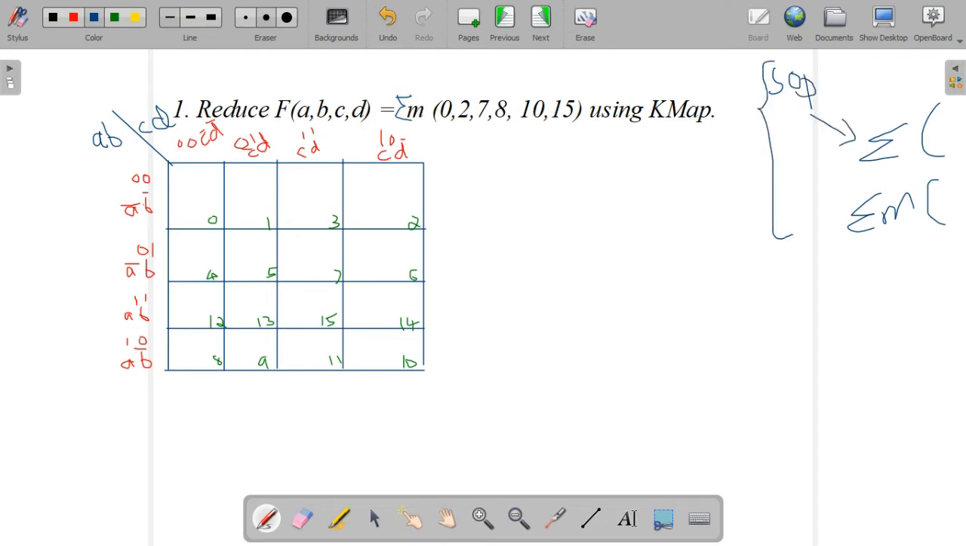So by seeing the symbol sigma or sigma m, you can consider that the given function should be expressed in SOP. Which values are given here? These are the min-term designation positions also, this you know. So which value do we need to fill? SOP means we have to fill 1.